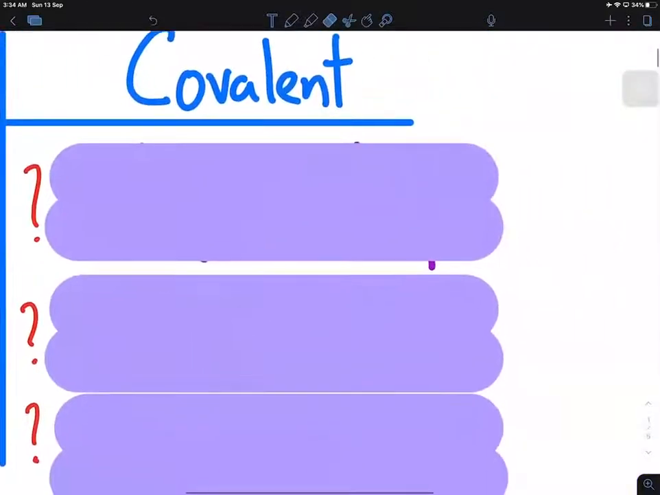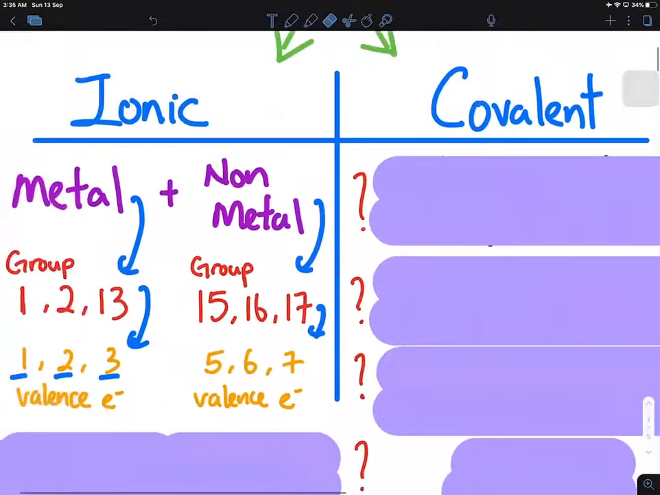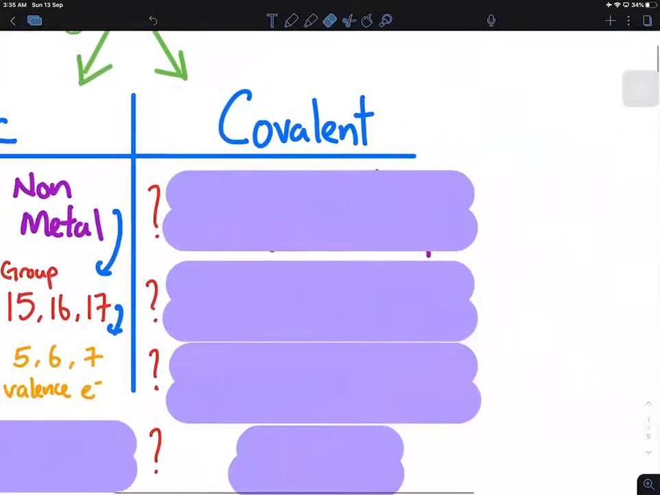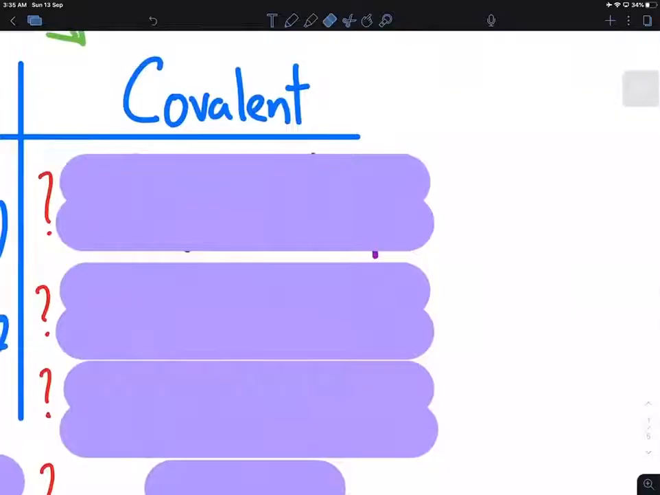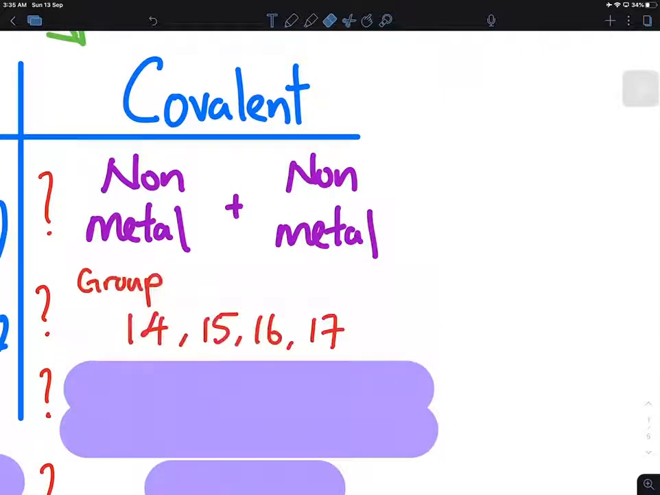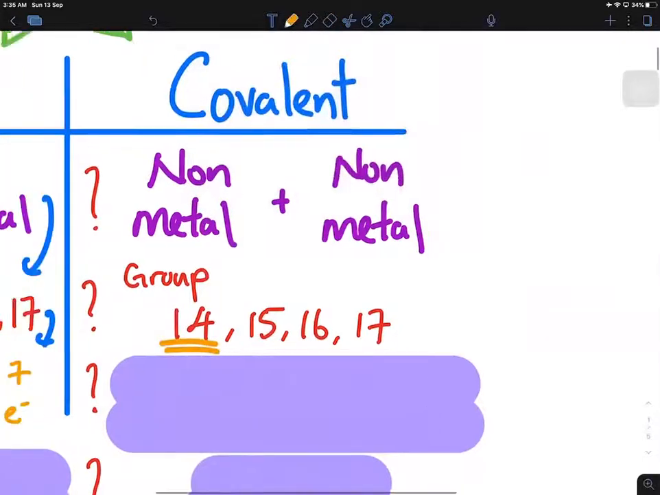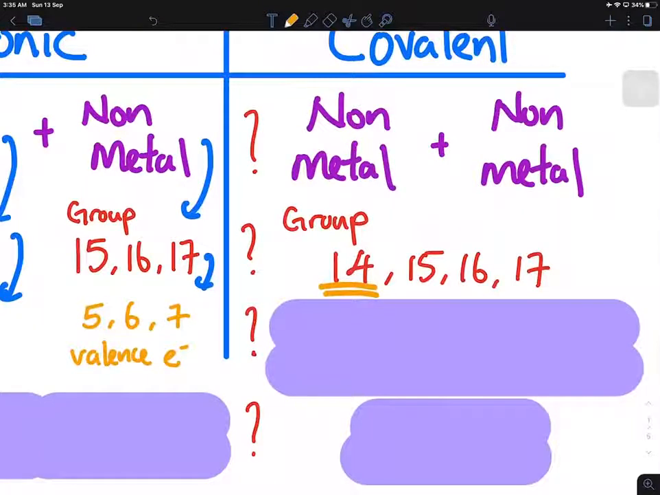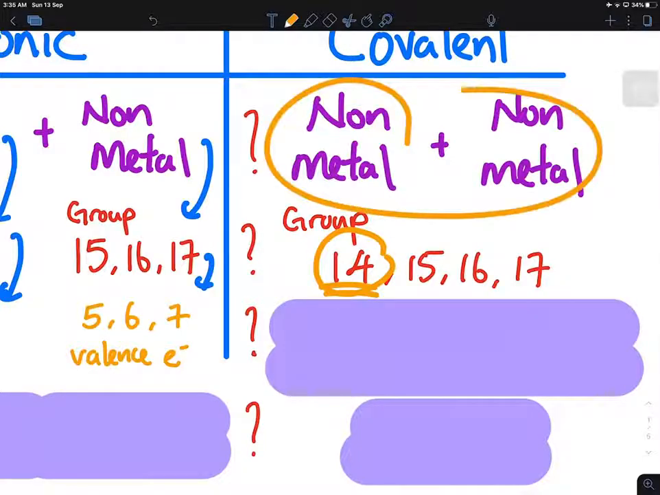For the covalent compound, ionic was metal and non-metal. Then how about covalent? Covalent is formed between non-metal and non-metal. How do I know whether an element is a metal or non-metal? The group. For covalent, there's one additional group compared to just now. Just now it was only 15, 16, 17. Now we have 14, one more group: 14, 15, 16, and 17. I will explain later why there's one more group for the non-metal in the covalent, whereas the non-metal just now only had 3.